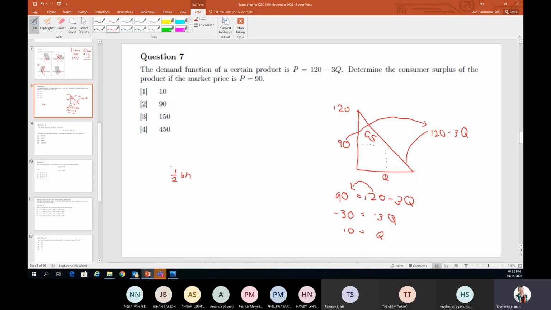Okay, so then with my formula I have a half times the base, that is 10, times that height. And that height is the difference, so it's 120 minus 90, which gives me 30. So it's a half times 300, so your answer will be 150, which is again option 3. Okay. If you don't know the answer, option 3.